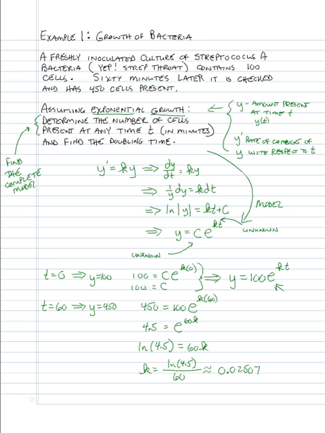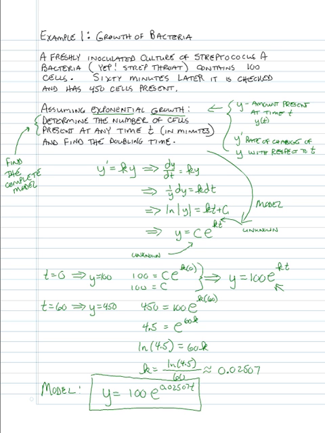It didn't tell us particularly how many minutes we wanted to do this for, so our model, with that information, we could write as y is equal to 100 times e to the power k times t. But we found that k is approximately equal to, we could put the natural log of 4.5 over 60, but we'll just use the approximated value of k, so 0.02507t. So with this formula, for any amount of minutes t, all we need to put in is that value t, and we'll know the population or the number of cells of bacteria at that time. So we've done the first part.